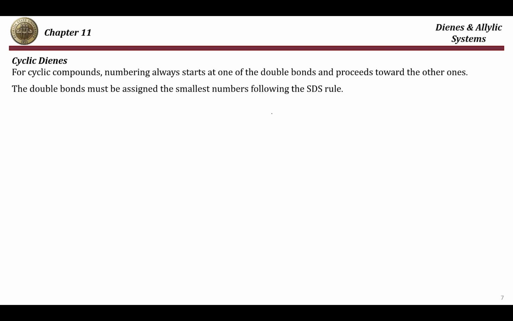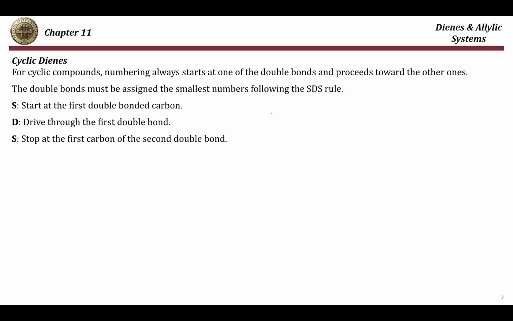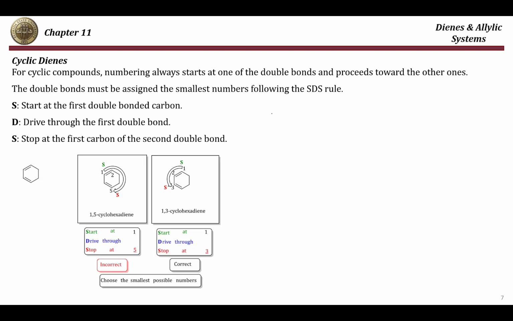The double bonds must be given the smallest set of numbers, and we can always use the SDS rule, which is start at the first double bonded carbon, drive through the first double bond, and then stop at the first carbon of the second double bond. For example, in this case here, we can choose this carbon to be number 1, and then we drive through this first double bond all the way to the second double bond. In this case, our double bonds will be given positions 1 and 5.